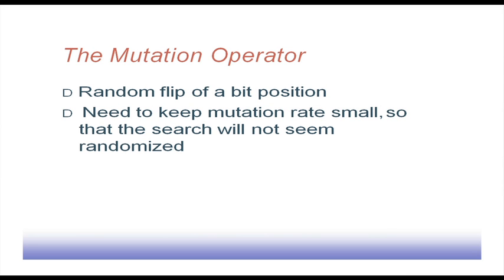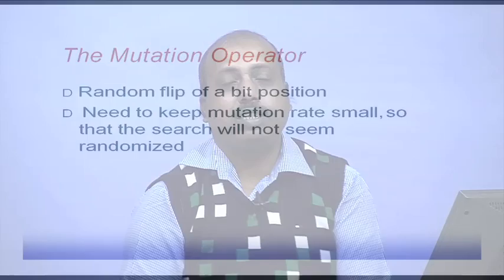The mutation operator. What happens is that if you just go on doing crossover, the varieties are only what we have in the population, so the individuals are the only varieties that we have. It does not import any new variety into the system. So, a better operator for this purpose is the mutation operator.